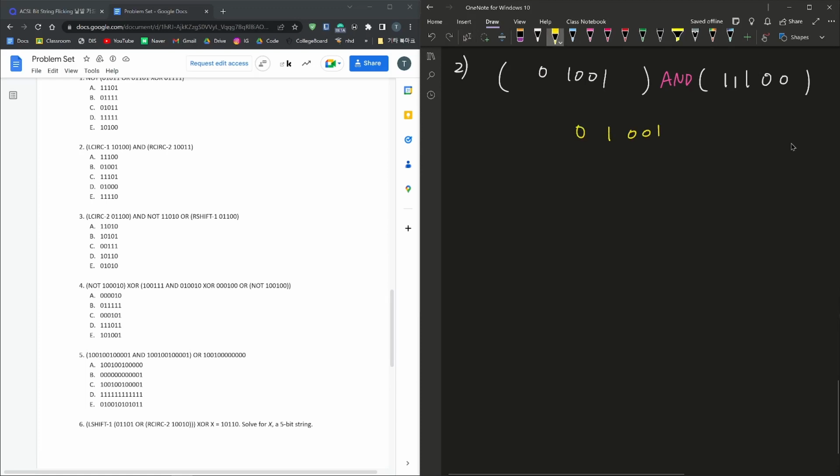01001 and 11100. Remember the shortcut for AND, just multiply the digits. If we go ahead and do that, we get 01000. So then that's our answer, which will give us D as the correct answer.